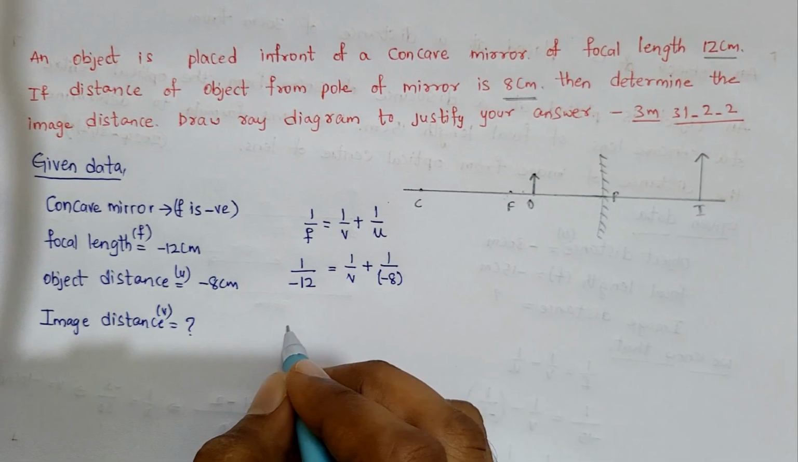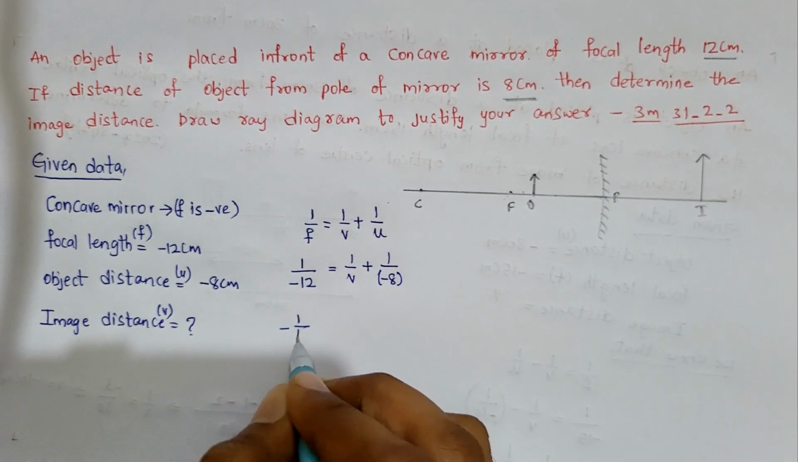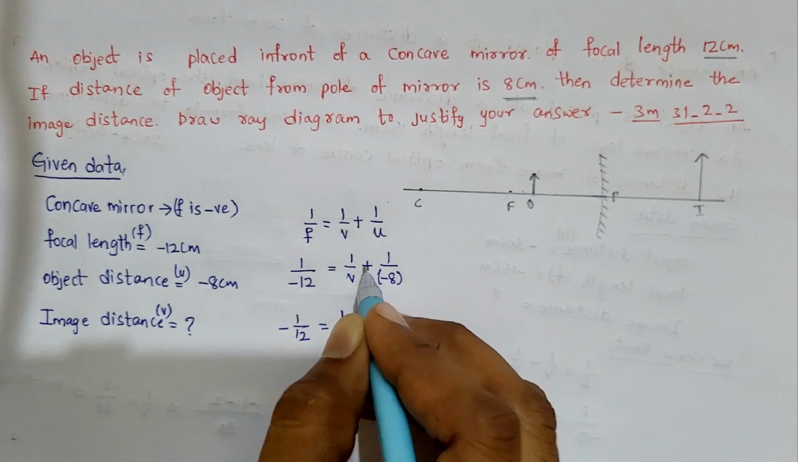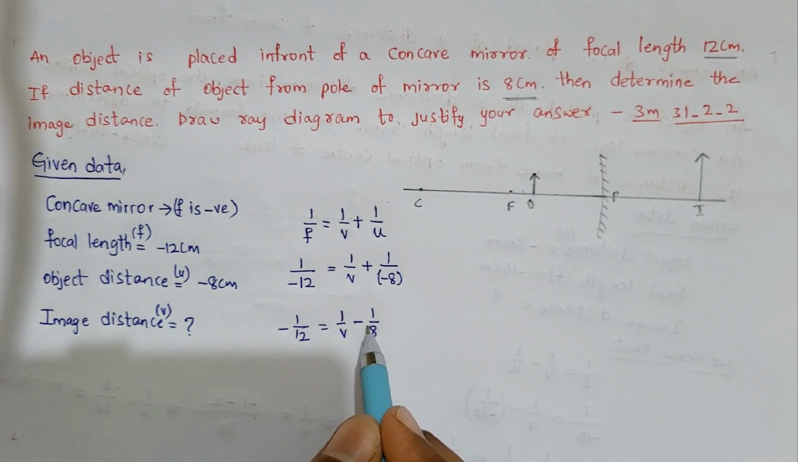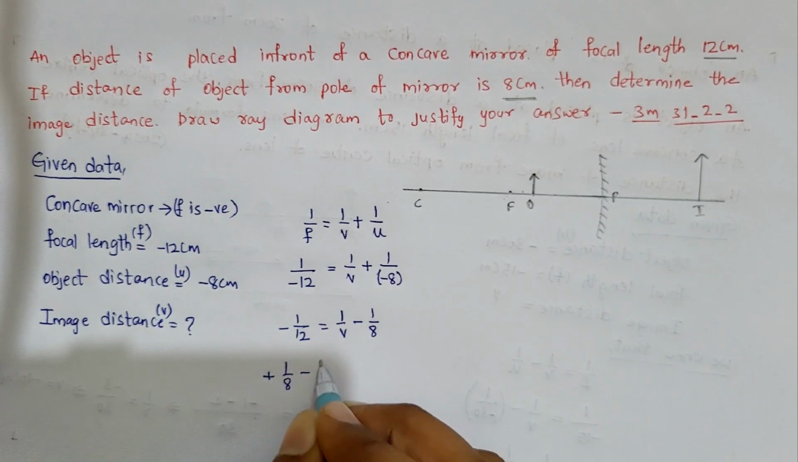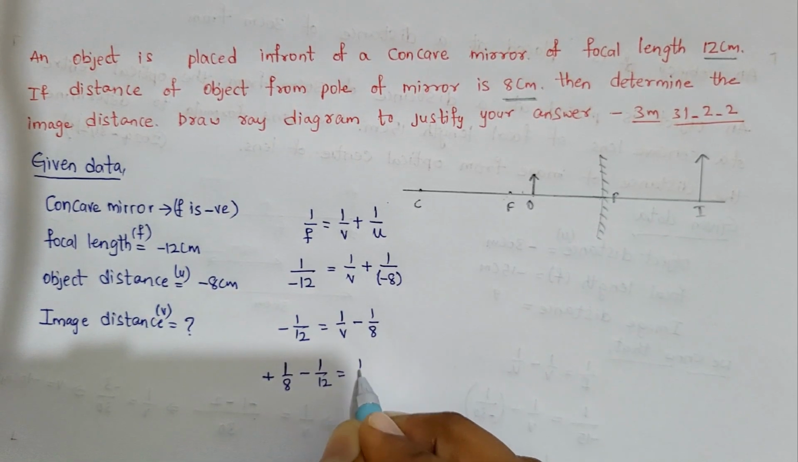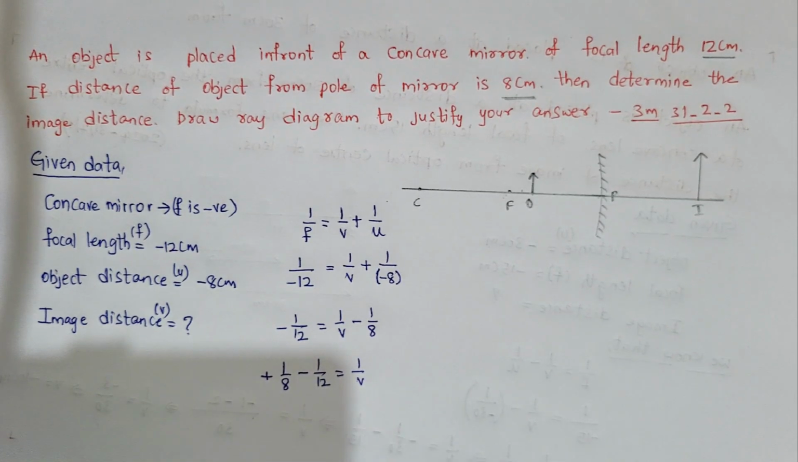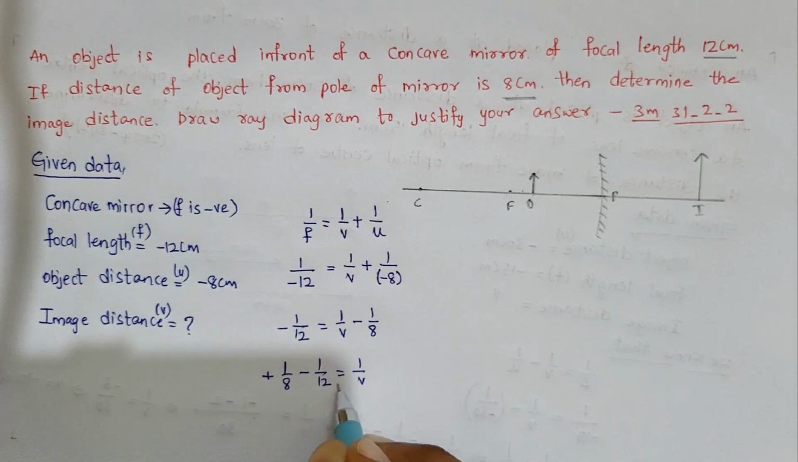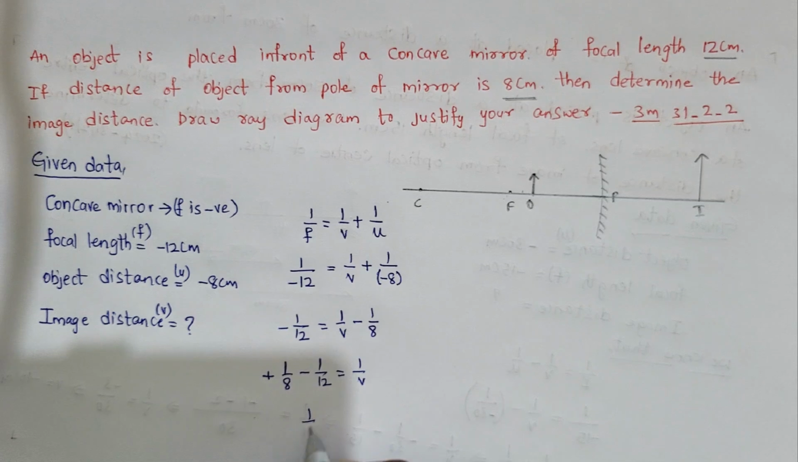Correct? So it will become minus 1 by 12 is equal to 1 by v minus 1 by 8. So plus into minus is minus. This minus 1 by 8 I will send that side. It becomes plus 1 by 8 minus 1 by 12 is equal to 1 divided by v. Correct? So next step, I will send this 1 by v whole this side, and plus 1 by 8 minus 1 by 12 whole this side. It becomes 1 by v is equal to 1 by 8 minus 1 by 12.